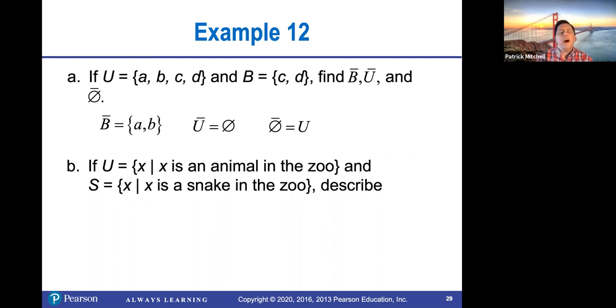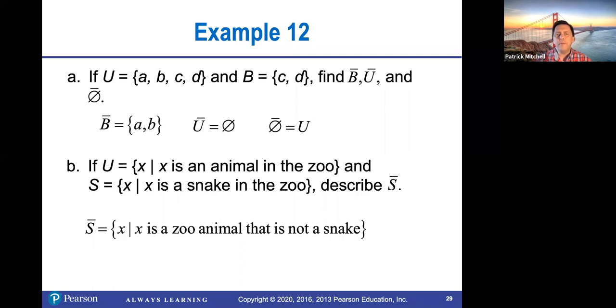All right, next example, this one's a lot simpler. If U is the set of all animals in the zoo, so the set of all X such that X is an animal in the zoo, and S is the set of all X such that X is a snake in the zoo, describe the complement of S. Well, the complement of S would be all the animals in the zoo that are not snakes, all right?